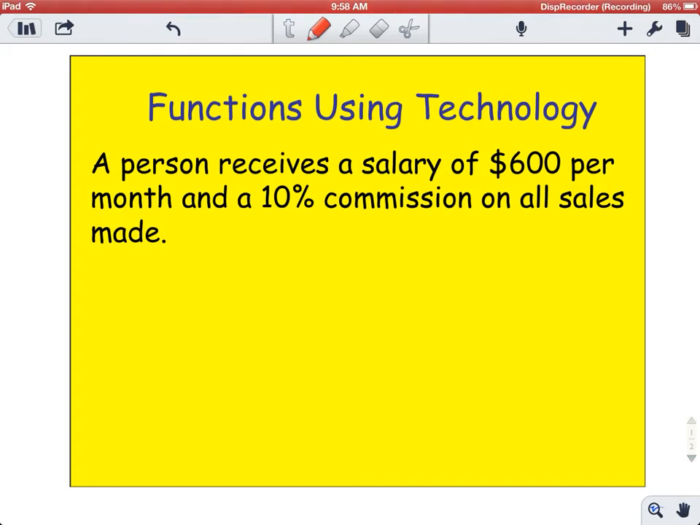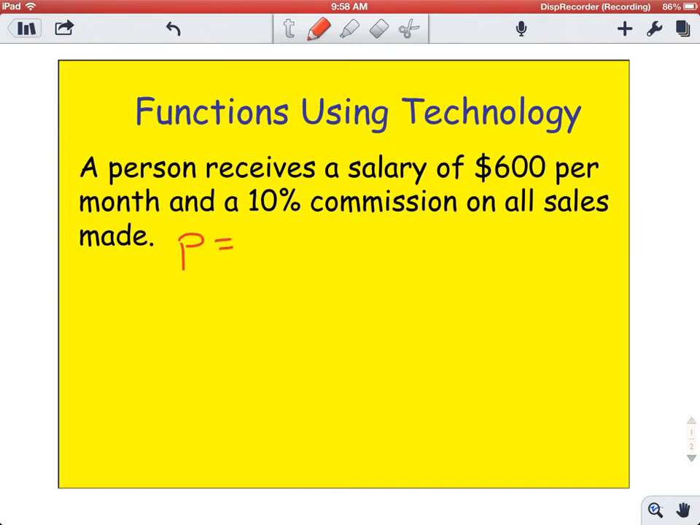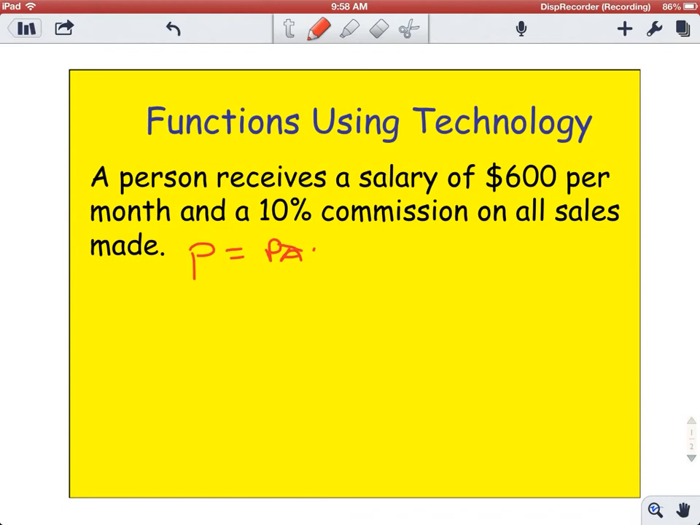Let's take a quick look at using technology as it relates to solving functions. So here we have a small word problem. Person gets a salary of $600 per month and 10% commission. So let's set up some variables. Why don't we go P for paycheck, and we'll go S for sales.